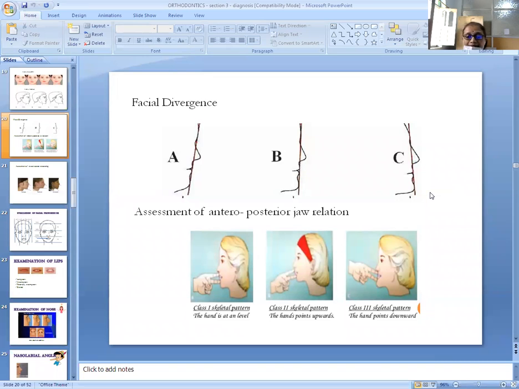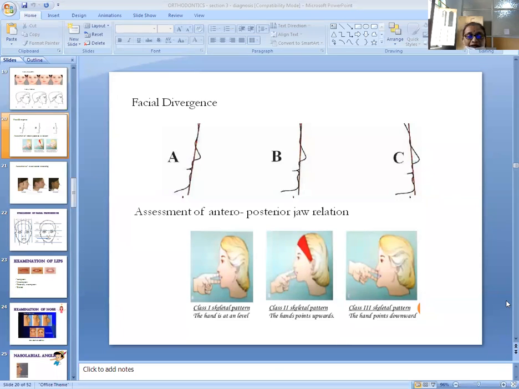So, in skeletal class 1, where the profile is straight, your two fingers will be in equal directions. They will be proportional, parallel to each other. The tips of these fingers will be pointing towards the face. Understood? Everybody? Yes. Okay, fine.